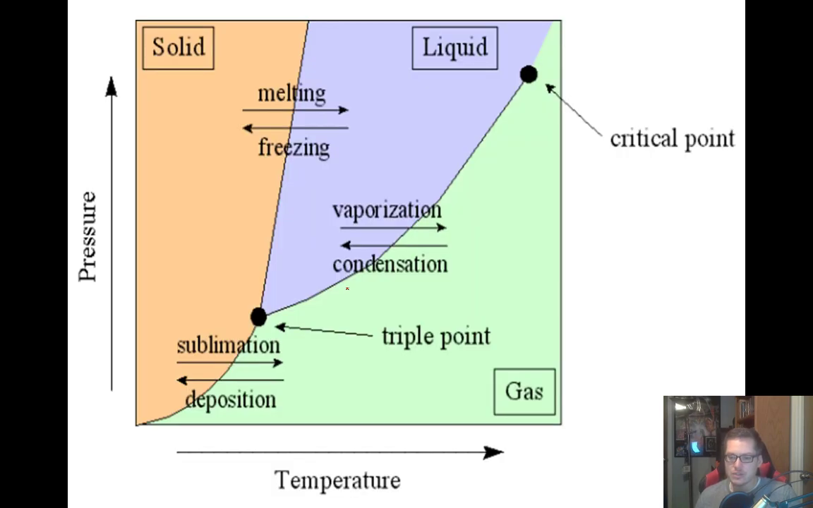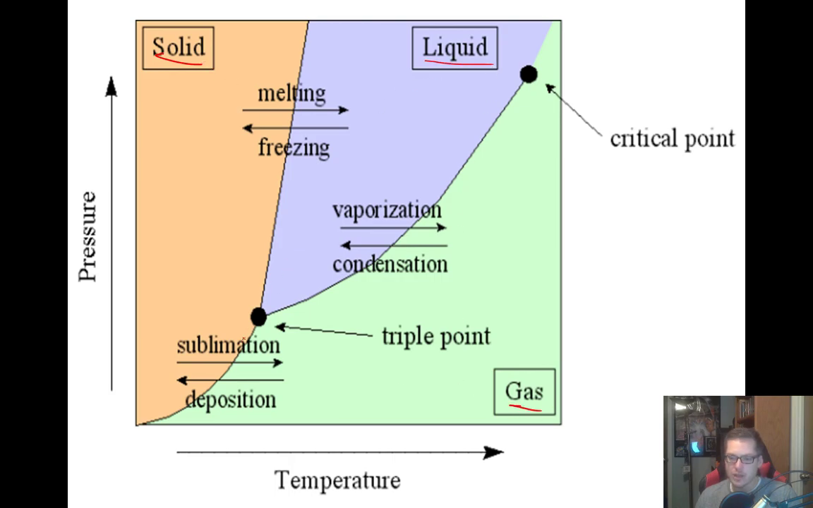All right, so here's the generic phase diagram. We've got pressure on the y-axis and temperature on the x-axis. It's always set up like this. We have solid here, and then liquid, and then gas.